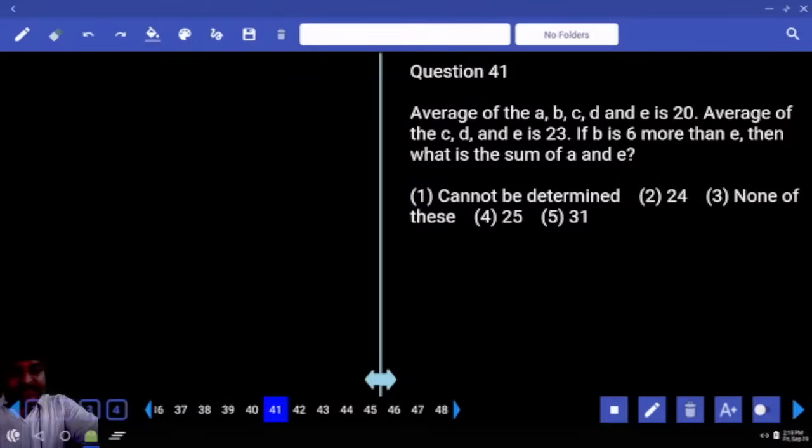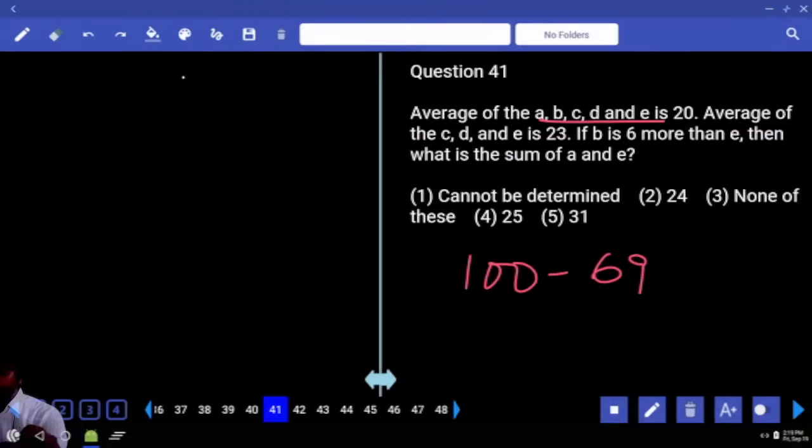Average of ABCD is 20. Sum. How many numbers are there? 5 numbers, average 20. Sum. Average of C, D, E. 3 numbers are there, average 23. Sum. Subtracted from total 5 numbers. 30. What is this? A plus B. Got it? B is 6 more than E.